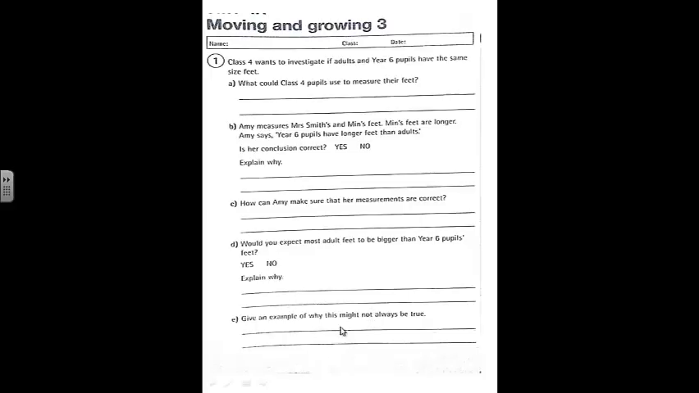Give an example of why this might not always be true. This might not always be true because of variation, because we vary. Some of us have typically small bones and some have typically big bones. So this may not always be true because of variation.